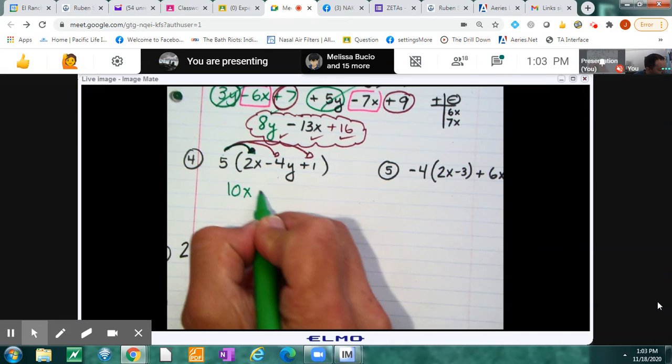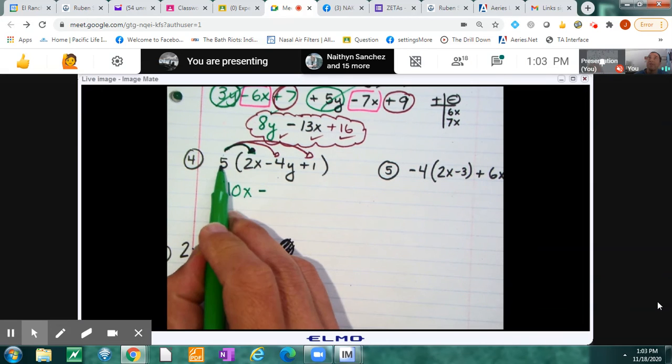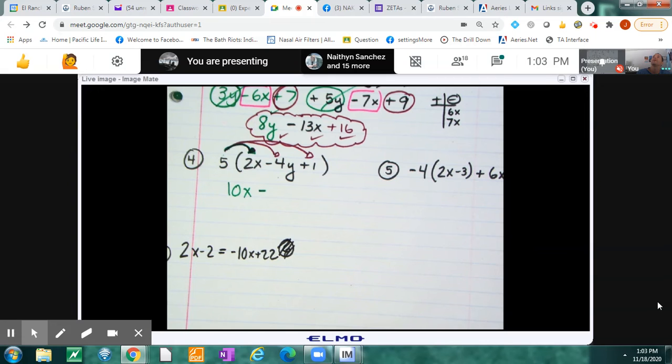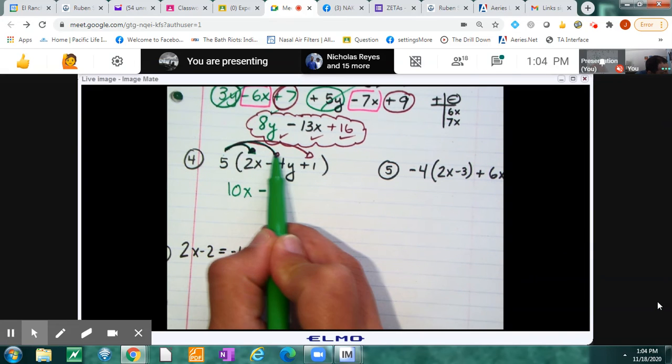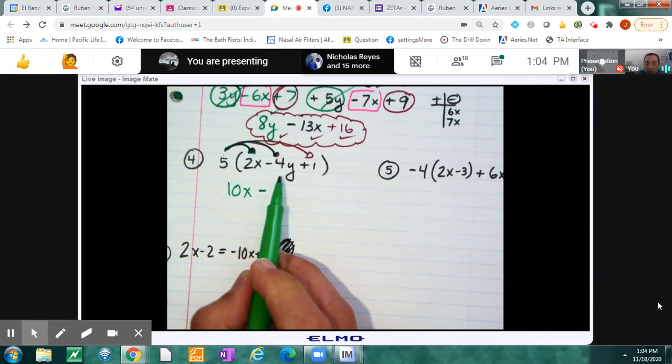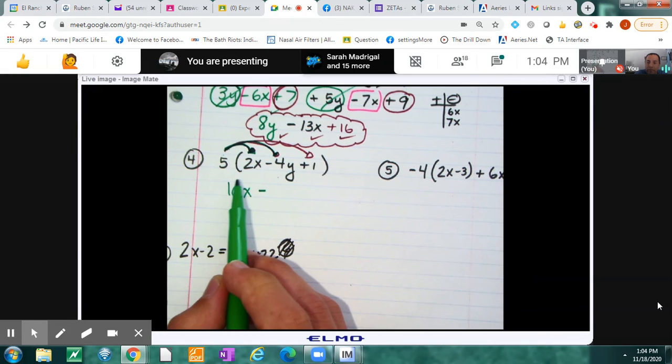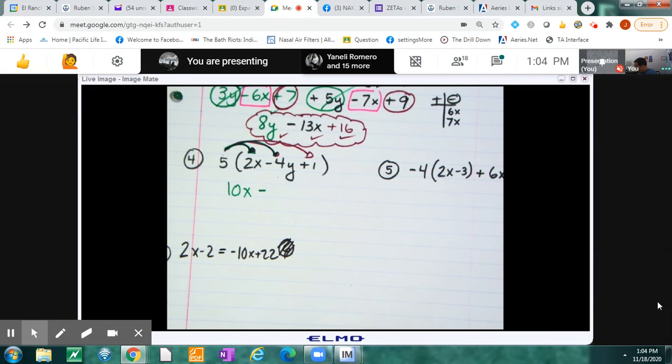So remember, this is negative. So what's going to be the second one? Let's see. Jonathan Lamas. What would be the second arrow? Second arrow, Jonathan, when you multiply? Jonathan? Oh, Jonathan Lamas. Come on, guys.